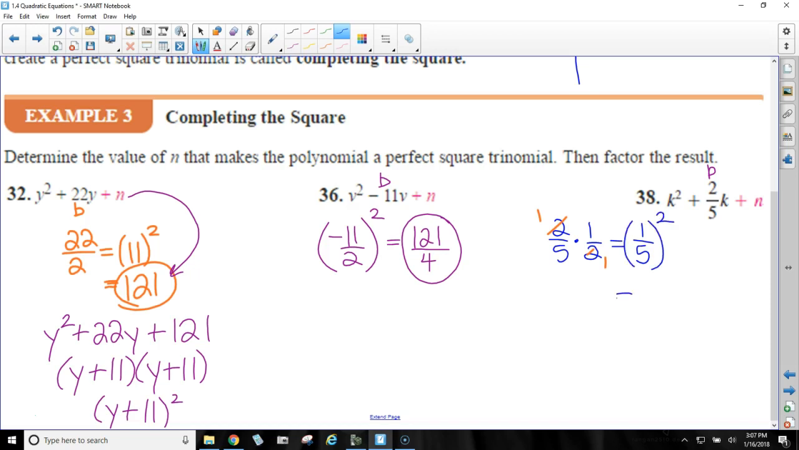And so my n value for number 38 that would create a perfect square trinomial is 1 squared over 5 squared. So 1/25 is the value of n. That's going to make k squared plus 2/5 k plus 1/25 factor all nice and neat. See if you can figure out what that would be.